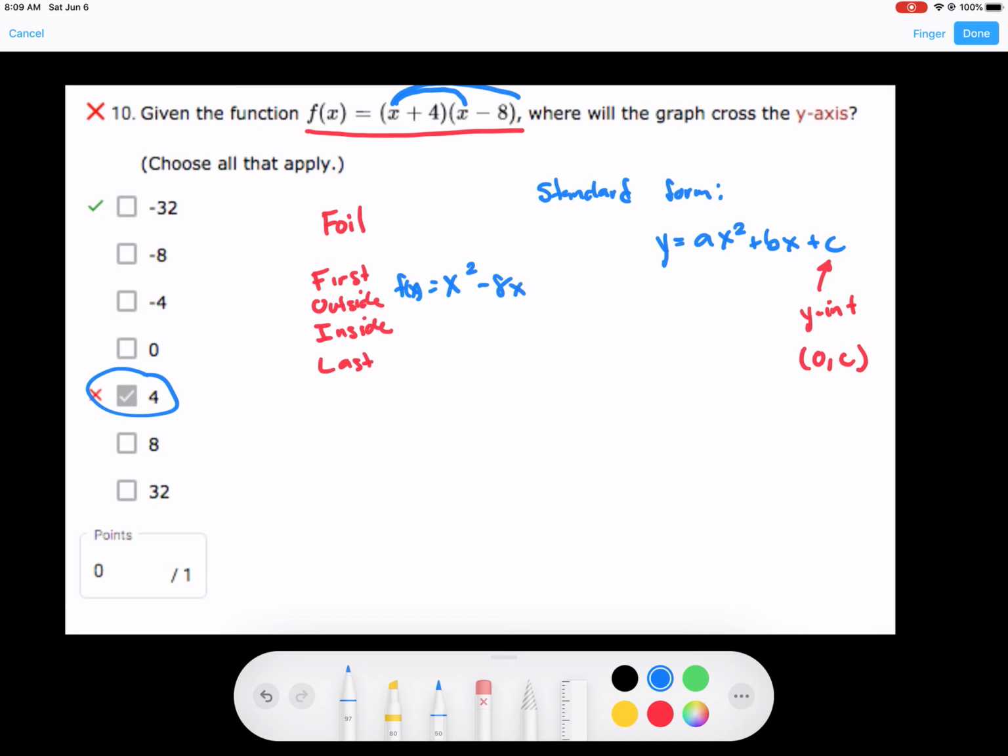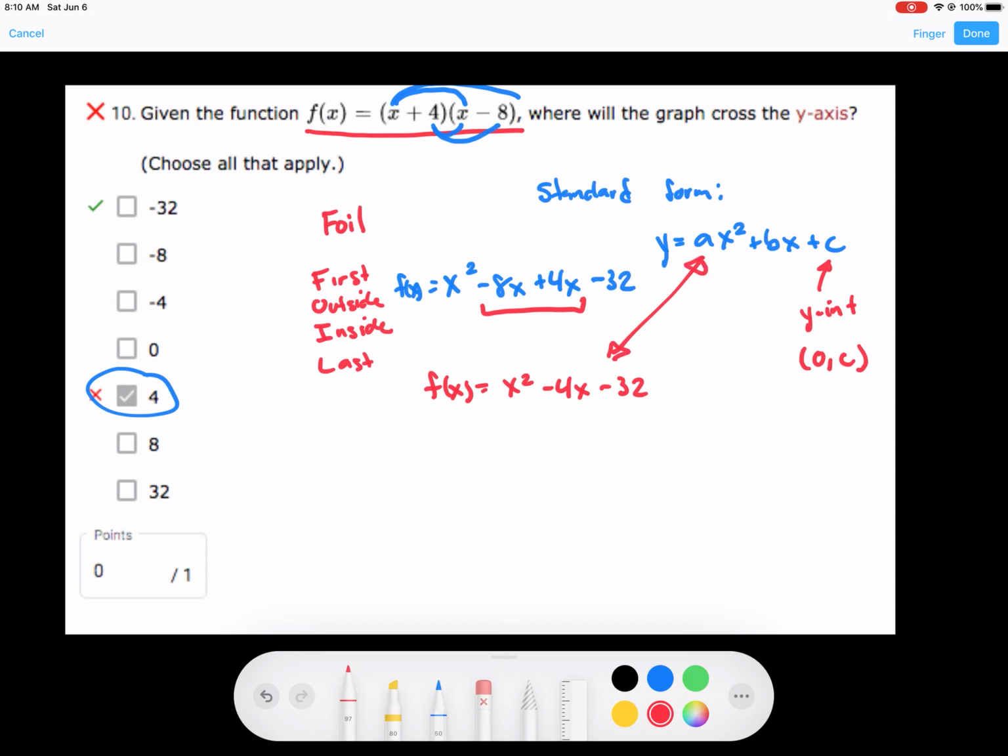And then the I for FOIL is inside, so we'll multiply the inside terms. That gives us plus 4x. And then last terms would be 4 and 8, which gives us negative 32. Then we'll just want to combine like terms. These are like terms, so we'll end up getting f of x is equal to x squared minus 4x minus 32. And now we have it in standard form.